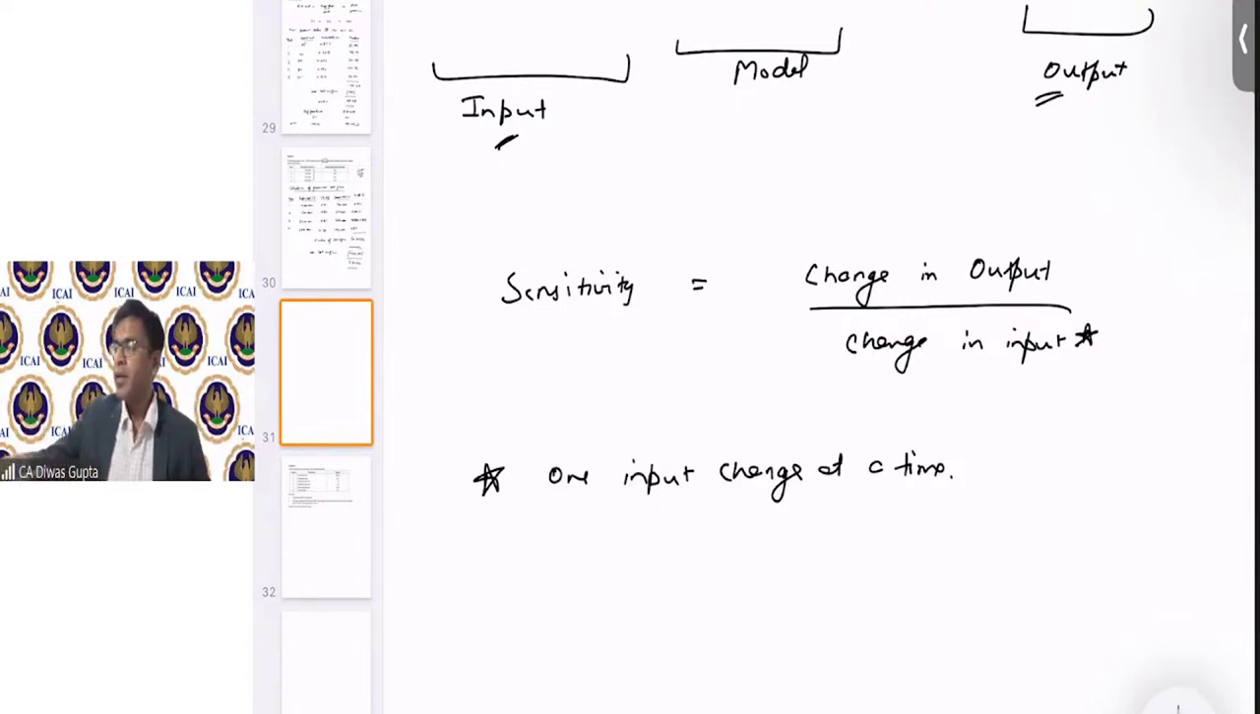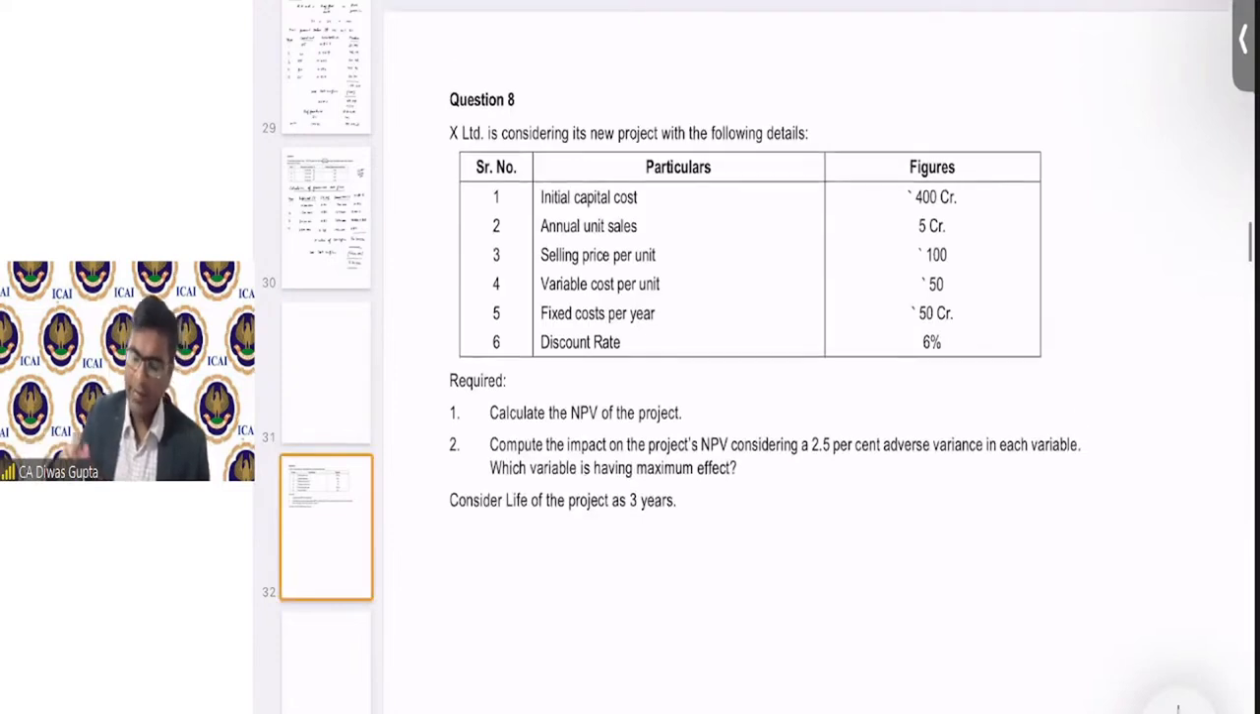Okay, students. Good morning, Anumula. So let's come to this question and understand the application from here itself. This is a question on sensitivity analysis.